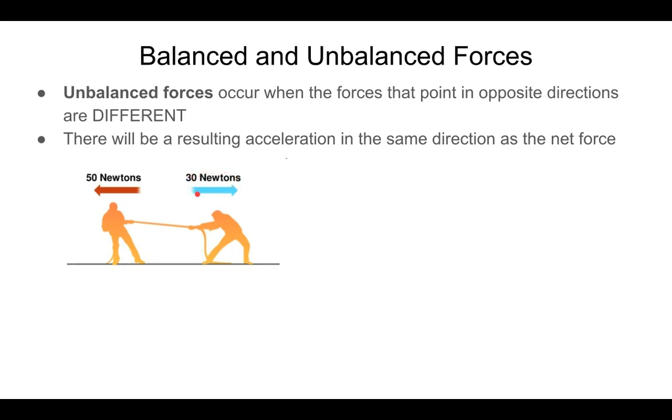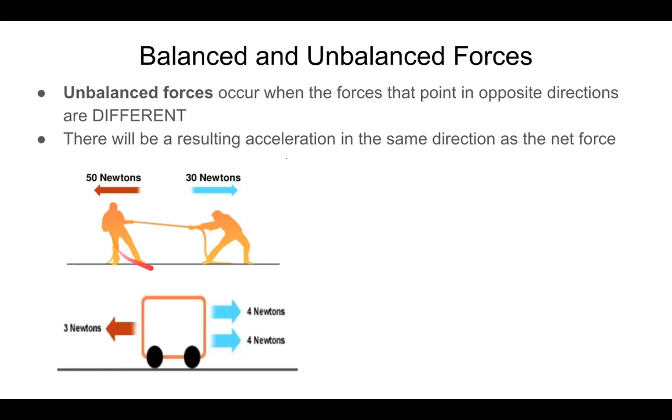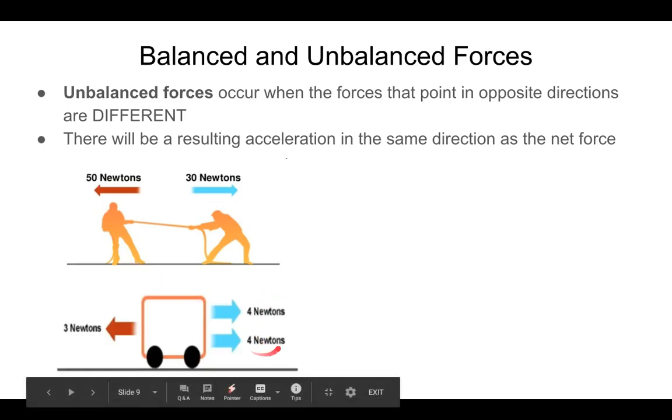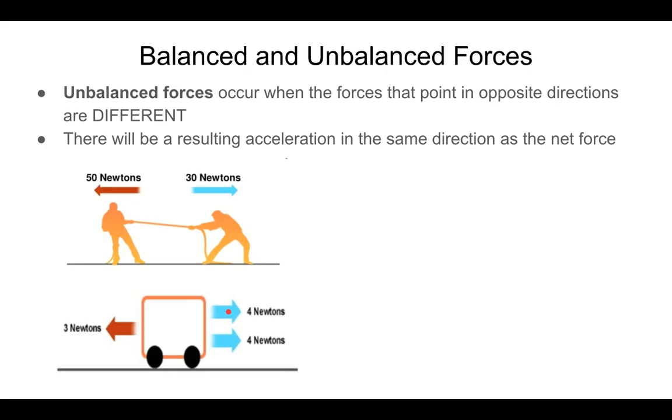Now, what would the magnitude of our net force be here? It would be 50 minus 30, which is 20 newtons. So our net force here would be 20 newtons to the left, and therefore they would accelerate to the left. Now in this case down here, I have 4 newtons plus 4 newtons to the right, so 8 newtons total to the right, and then 3 newtons to the left. So here the net force would be 8 minus 3, which is 5, so 5 newtons to the right. Therefore we would have an acceleration to the right because of that 5 newton net force to the right.